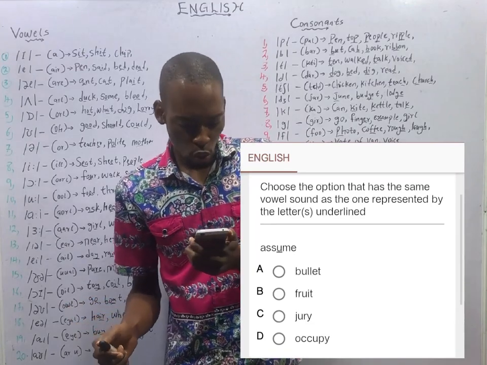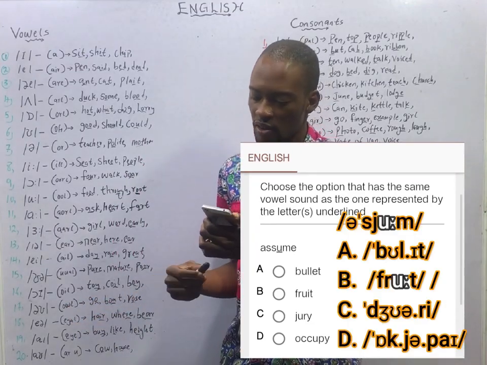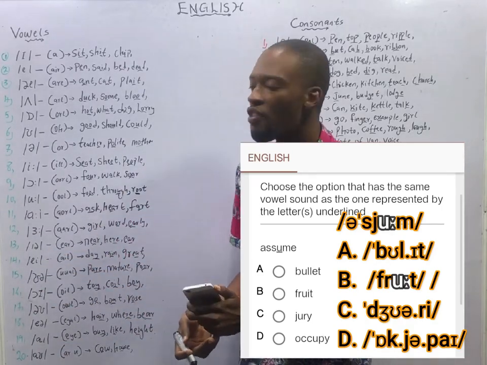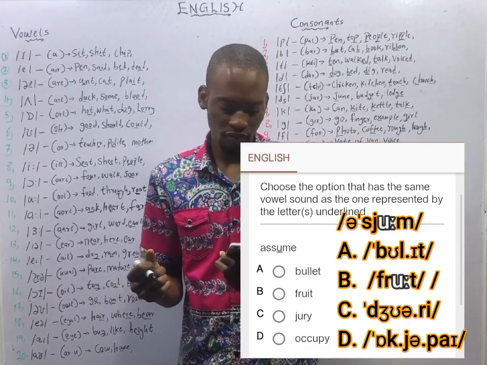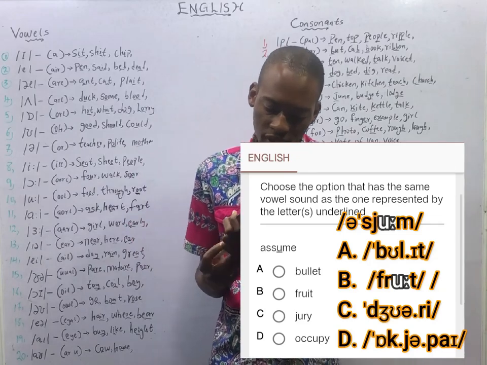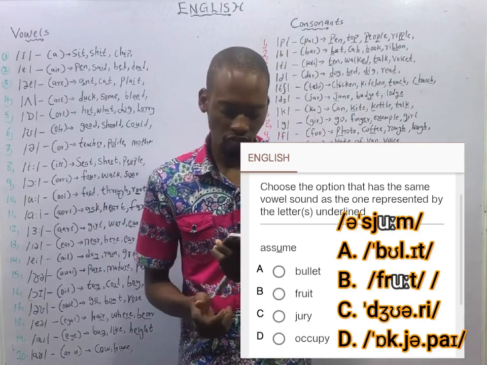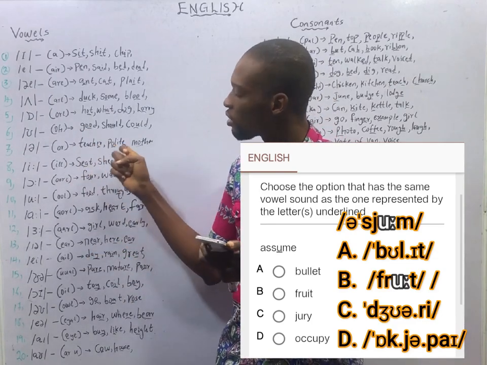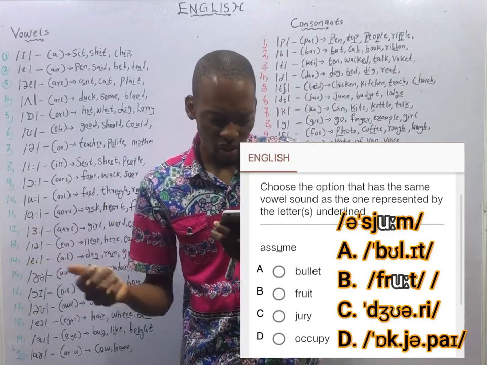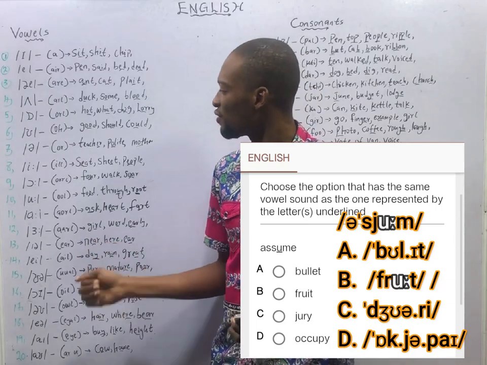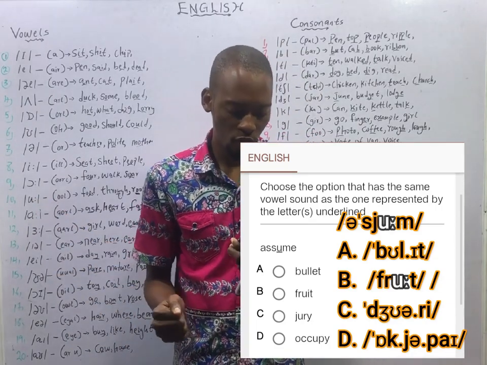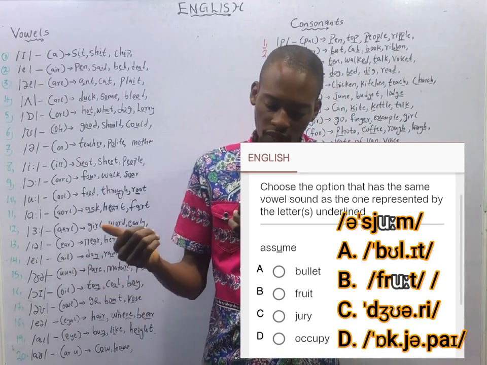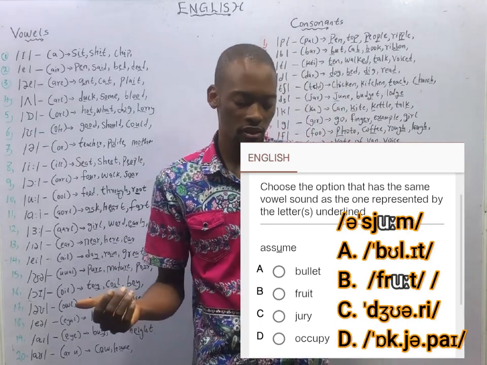Assume. What's the sound in assume? It is simply the oo sound, as in food, as in fruit, as in root. Looking at the options, the first option is bullet. Bullet has the short oo sound, as in good, should, code. The next, we have fruit. Fruit has the oo sound, which means assume and fruit possess the same sound.